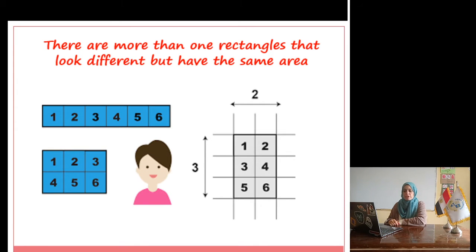Let's start with the first rectangle. You have 1, 2, 3, 4, 5, 6 square units. And you can draw this in another way, 1, 2, 3, and down 4, 5, 6. And you can still draw it in another way, 1, 2, 3, 4, 5, 6. All of these rectangles have the same area. If you count, you will find that they are all 6 square units. The area is 6 in the 3 shapes.